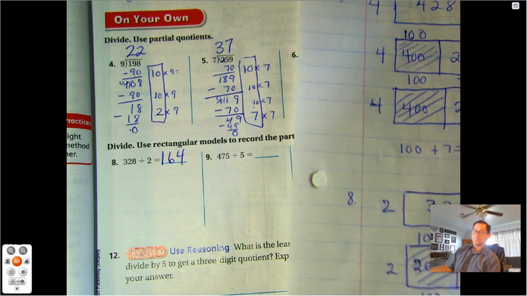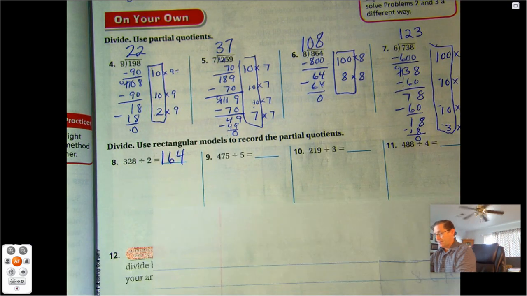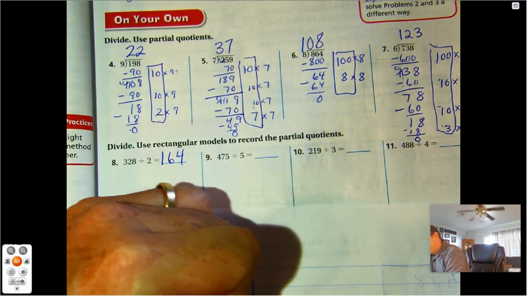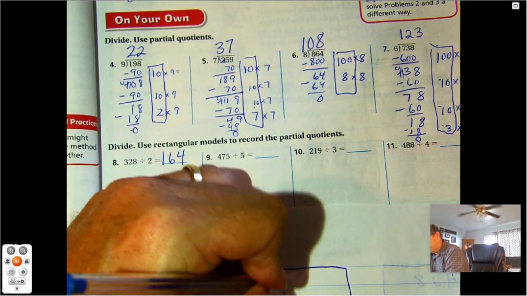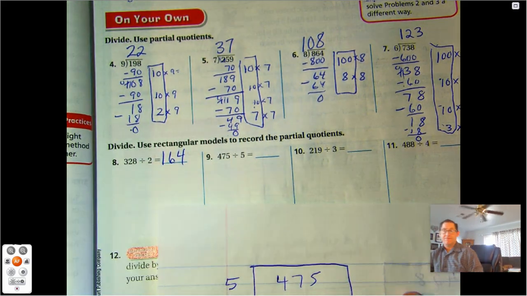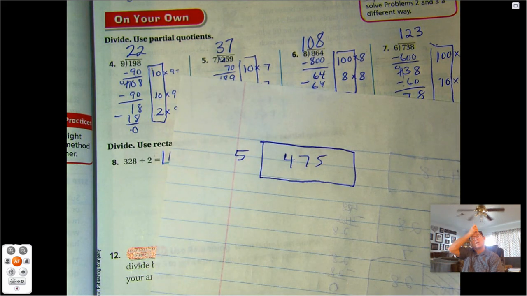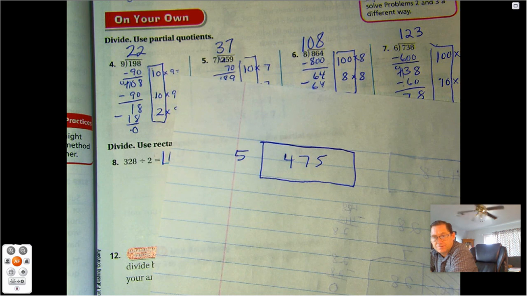And number 9, 475 divided by 5. Well, I can't take 100 away because that would be 500, but it's pretty close to it. So how about 80? Because 8 times 5 is 40. So 80 fives would be 400. So let's do that.